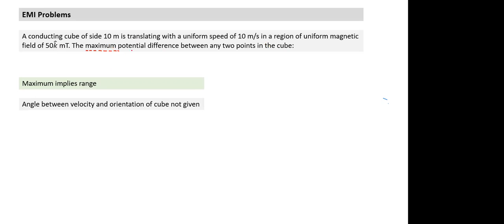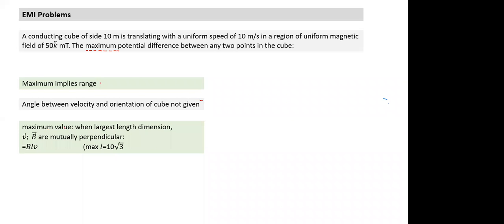What would the range depend on? EMF is actually BLV, all taken in mutually perpendicular components. What is not given here is the angle between velocity and magnetic field, and also the orientation of the cube is not given. So when would the maximum happen? The maximum value of EMF will come when all three have an orientation such that all three are mutually perpendicular. Lastly, what is the maximum value condition?